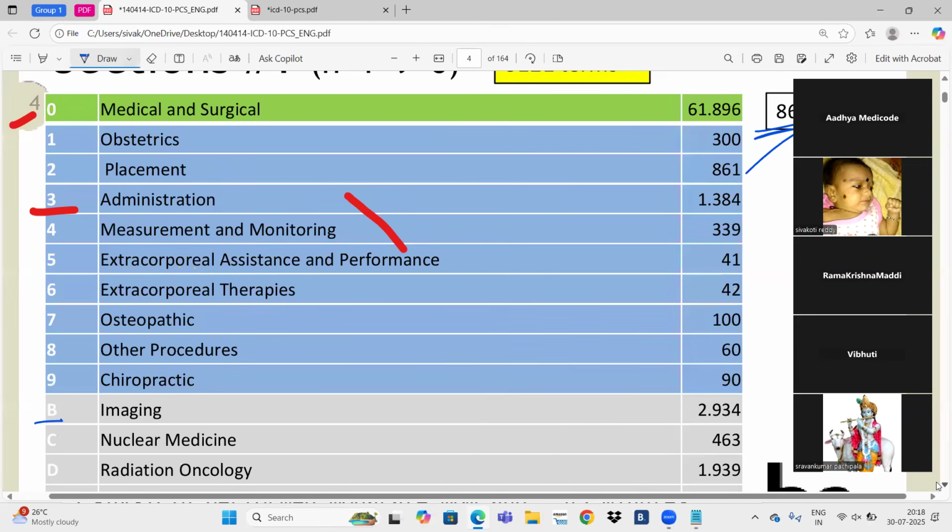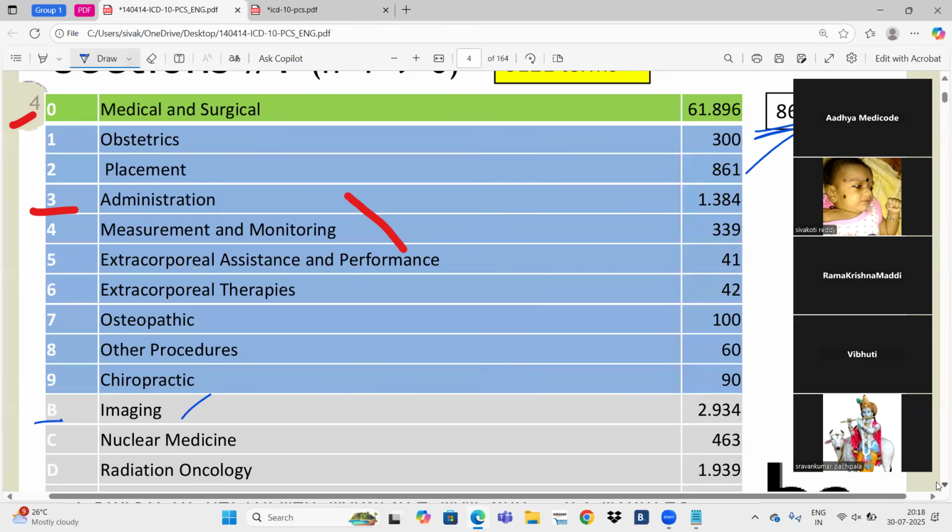B, what do they say? Imaging. Section B was imaging, right? All the radiology images, CT, X-rays, start with B series, fluoroscopy, ultrasound. Like this, they divided the surgical procedures based on the general type.